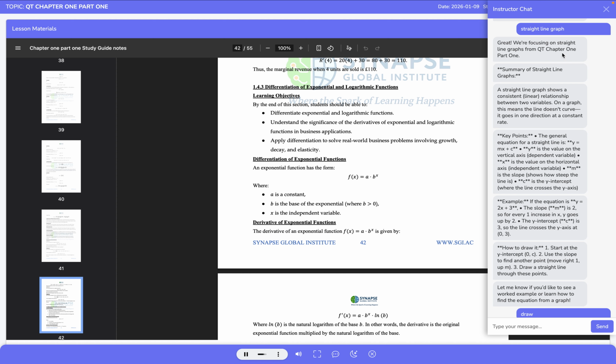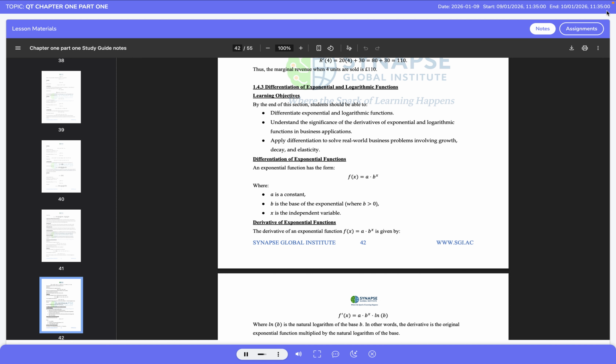By the end of this section, you should be able to differentiate exponential and logarithmic functions, understand the significance of their derivatives in business applications, and apply these techniques to real-world problems involving growth, decay, and elasticity. Exponential and logarithmic functions appear frequently in business models because many economic processes grow or decline at proportional rates rather than at constant absolute amounts.